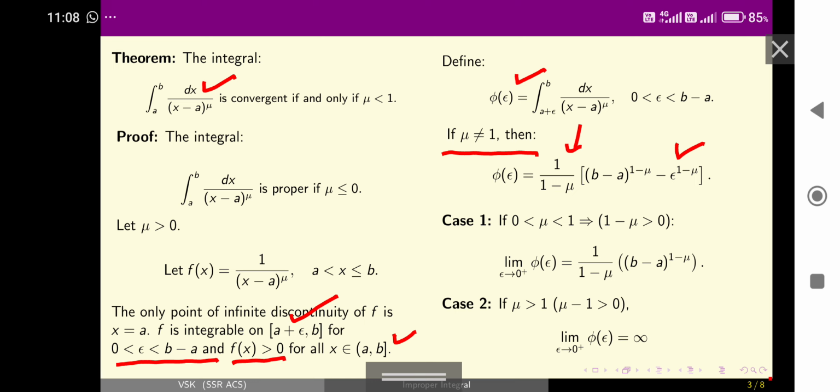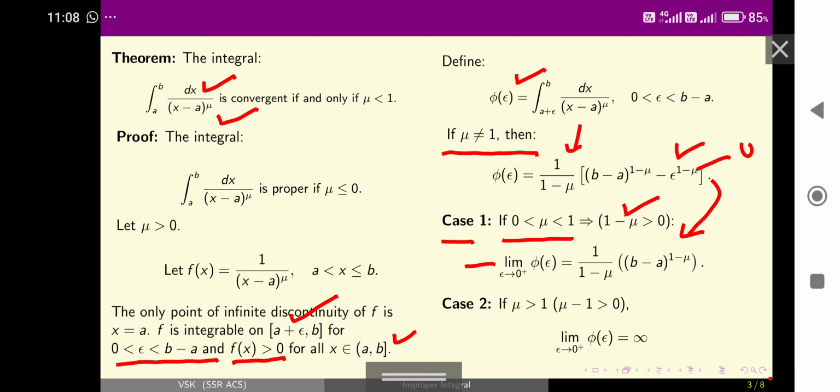This expression we get. Now let us take case 1 when 0 is less than mu less than 1, that is, mu lies between 0 and 1. So 1 minus mu will be greater than 0 in this case, and when we take the limit from this expression we get 1 upon (1 minus mu) into (b minus a) to the power (1 minus mu), as epsilon to the power (1 minus mu) goes to 0. So in this case we are getting a finite limit. So if 0 is less than mu less than 1, then this improper integral is convergent.